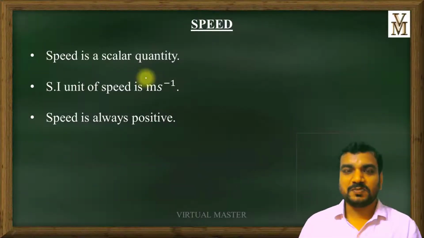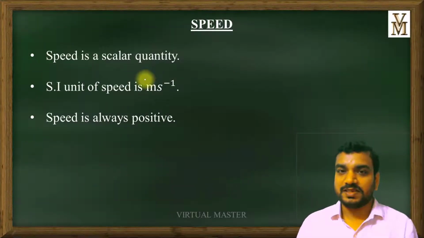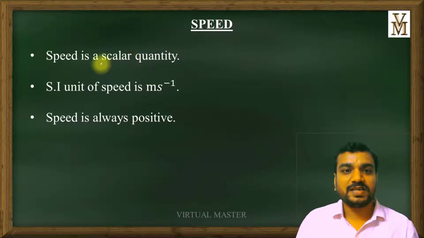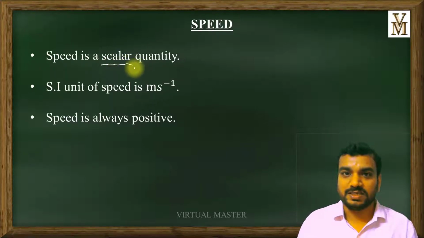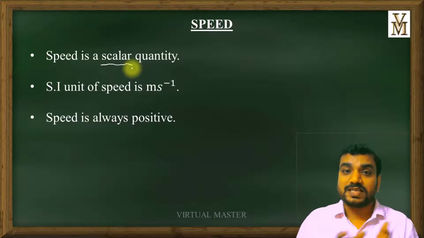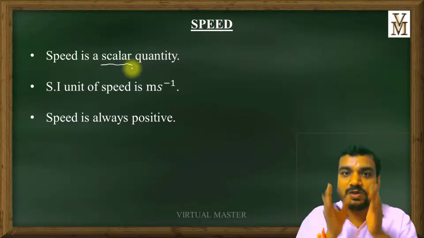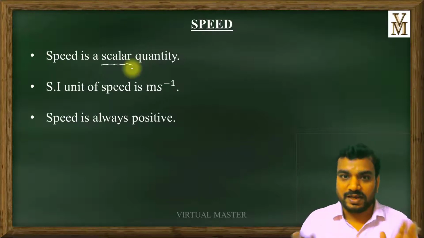Till now we have discussed average speed and instantaneous speed of the object. Now let us discuss few important characteristics or properties of the speed. The first property of the speed is that it is a scalar quantity. Now what is a scalar quantity? We all know that a physical quantity which will be having only magnitude but no direction is called as a scalar quantity, isn't it? Now since speed is a scalar quantity, it will not be having any direction. That means it will be having only magnitude, no direction.